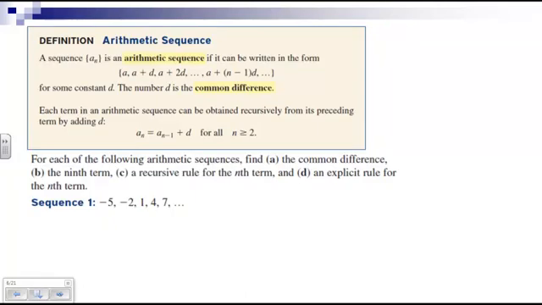How about this arithmetic sequence? -5, -2, 1, 4, 7. Can you tell me what the common difference is? D is what? 3. Can you give me what the 9th term is going to be? Well, what did we just find out? That the explicit definition of the nth term is going to be a sub 1, what was the rule again? Plus n minus 1 d.